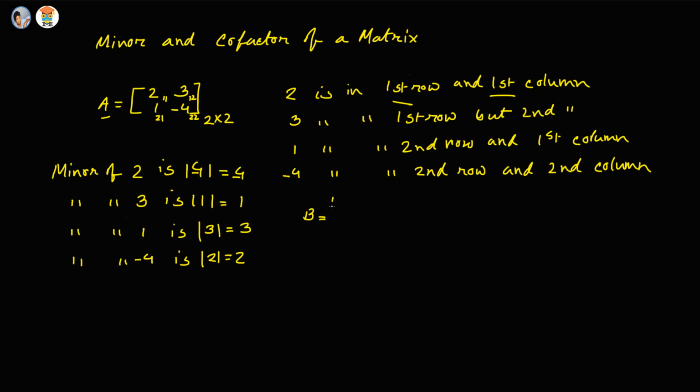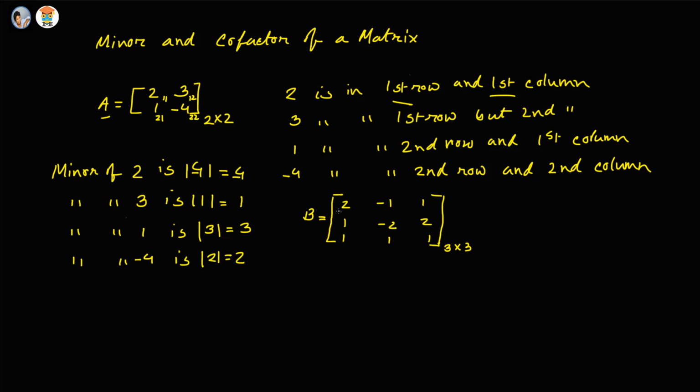Now let us consider B, a matrix with 3 rows and 3 columns. So this is 2, say this is minus 1, this is 1, and this will be 1, minus 2, 2, and this will be 1, 1, and 1. So this is a 3 by 3 matrix. Here there are 9 elements, 1, 2, 3, 4, 5, 6, 7, 8, 9.